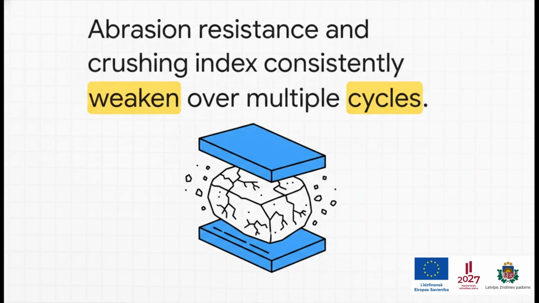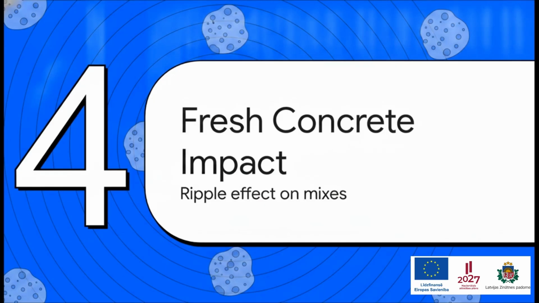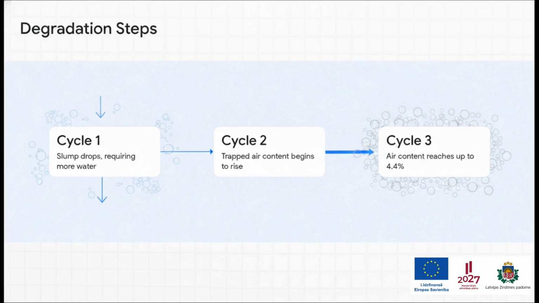In short, the multi-recycled aggregate just becomes increasingly susceptible to physical wear and tear. Section 4, impact on fresh concrete. The ripple effect on new mixes. So, what happens when we actually take these spongy, degraded aggregates and try to mix them into a brand new batch of fresh concrete? Well, there's a profound ripple effect.